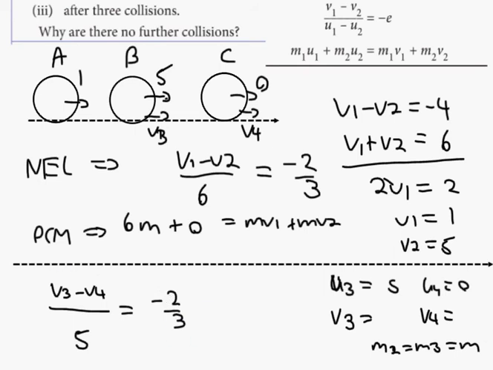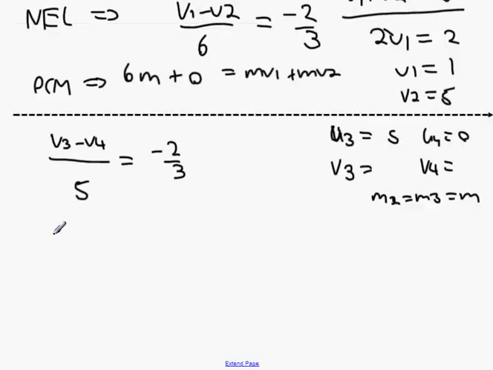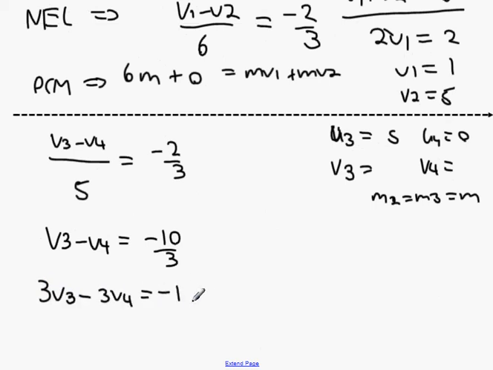Okay, V3 minus V4 all over 5 equals minus 2 over 3. Therefore, V3 minus V4 equals minus 10 over 3. 3V3 minus 3V4 ends up to be minus 10. You don't have to use V1, V2, V3, V4. You can choose letters if you want, if that gets too confusing. Any questions on that? Any else?